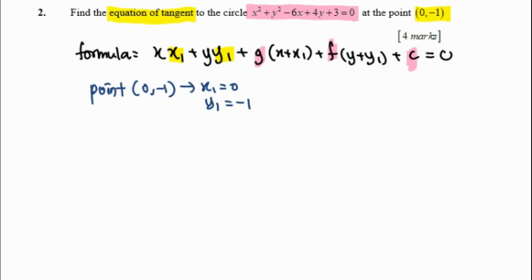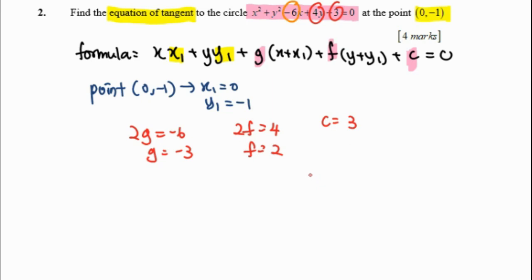First of all, negative 6 equals 2g, so g equals negative 3. And then the coefficient of y is 2f, which equals 4, so f equals 2. Lastly, the constant c equals 3.